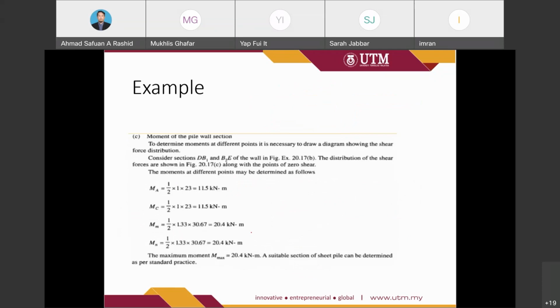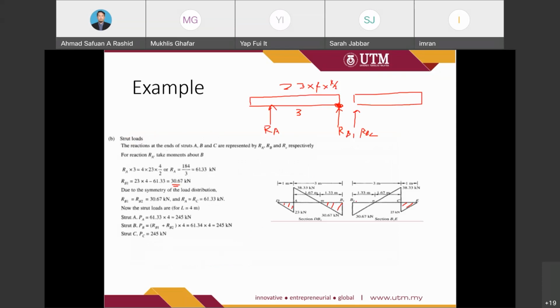A suitable section of sheet pile can be determined as per standard practice. So the next is to look at the catalog from the supplier. What will be the value of M max for the sheet pile? So you need to know how to draw the shear force diagram from this moment diagram.